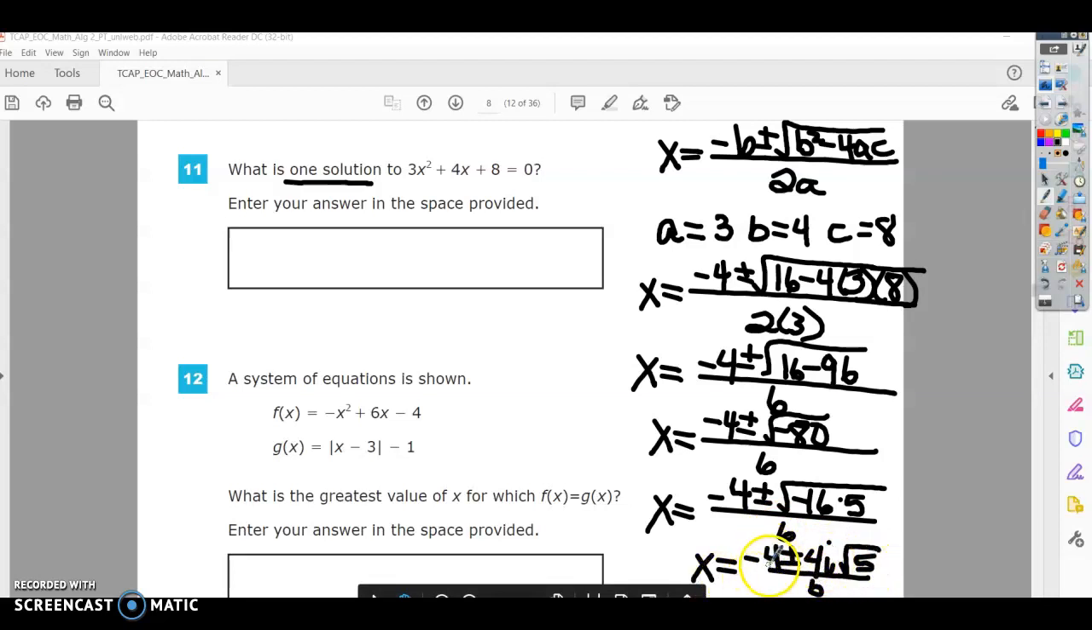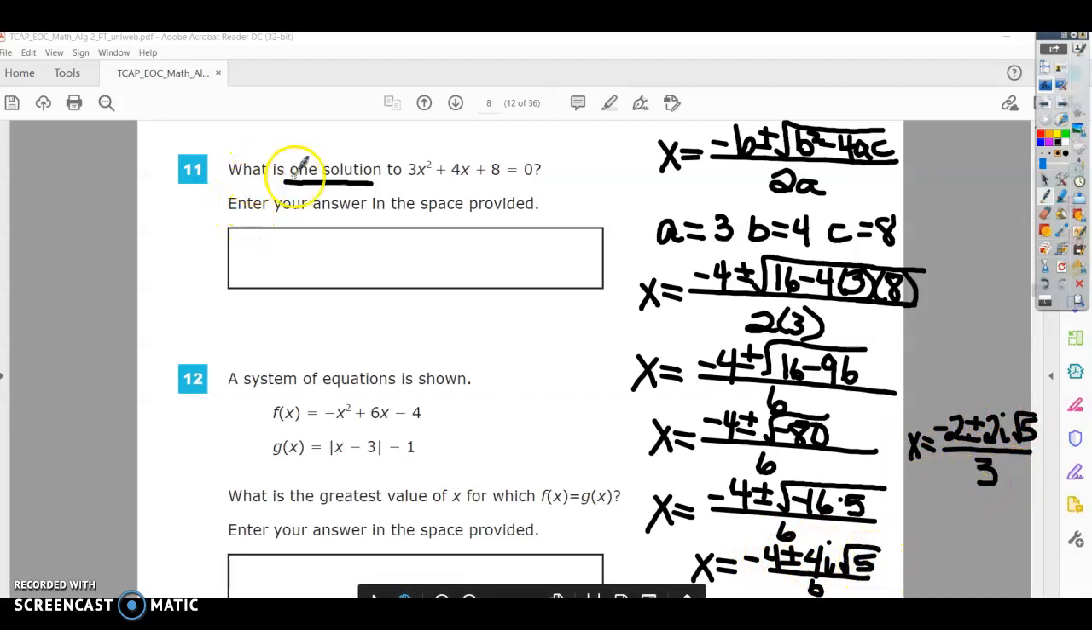And the only thing we need to do is look at these numbers and see that they have a multiple of 2, so they can be reduced. So if I reduce that, I'm going to have x equals negative 2 plus or minus 2i square root of 5 over 3. And all I did was divide each of those terms by 2 just to reduce it. So this is an equivalent expression to this.